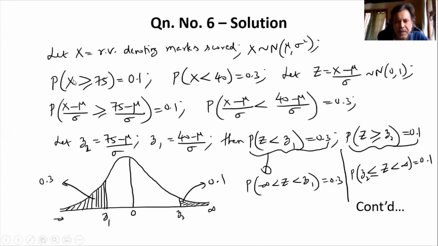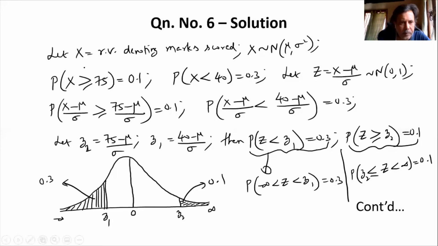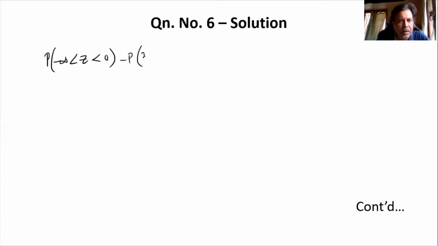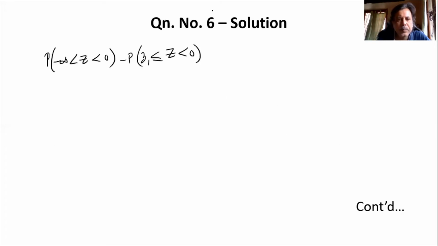Now let's proceed further. If I look at negative infinity to Z1, it is the same as negative infinity to 0 minus Z1 to 0. The probability of negative infinity to 0, minus the probability of Z1 to 0, is known to be 0.3. We can rewrite this as 0.5 minus the probability of Z1 to 0 equals 0.3. Take this 0.3 to the other side, and bring this to the right side.